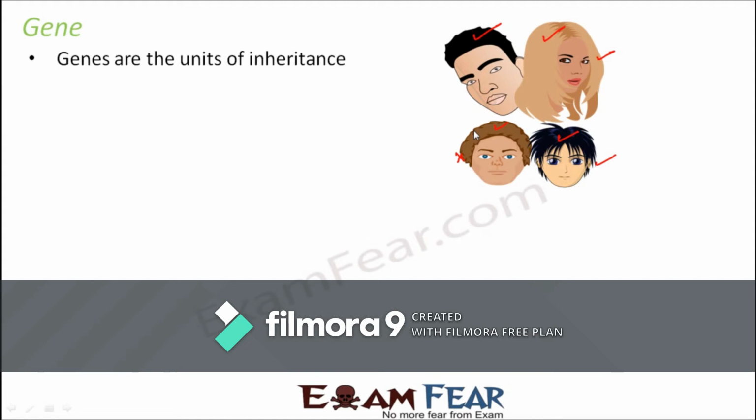So genes are actually the units of inheritance. They control the traits of living organisms. So they decide which traits will be similar and which traits will be different. That's how it regulates the traits of living organisms.